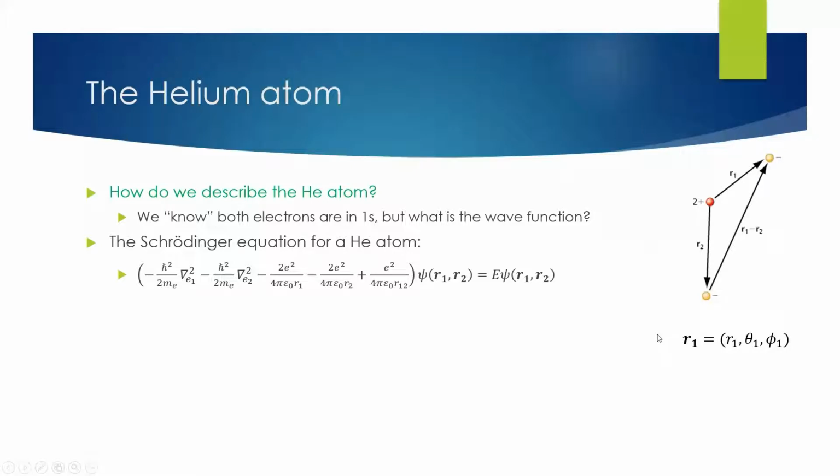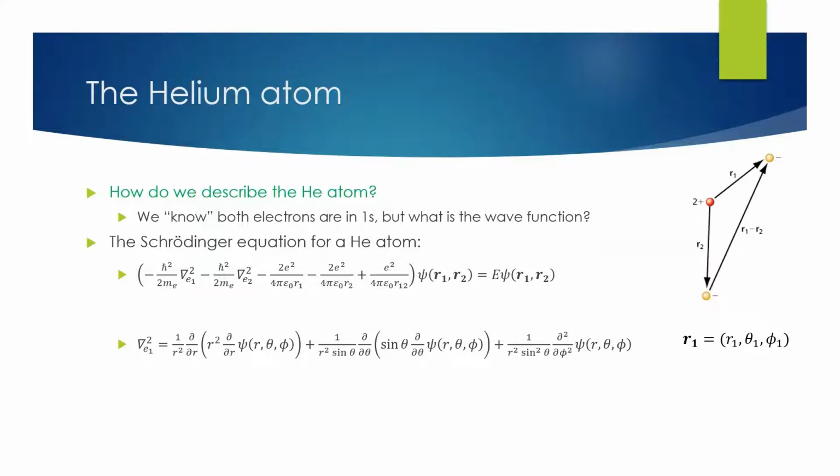It describes the coordinates of electron 1, and the same goes for R2. So this function is actually a 6-dimension function. There are 6 different variables built into this. We also have this nabla term here, and this nabla term is simply a condensation of the kinetic energy part of the Schrödinger equation. So when we write this nabla squared for electron 1, what we mean is the following.